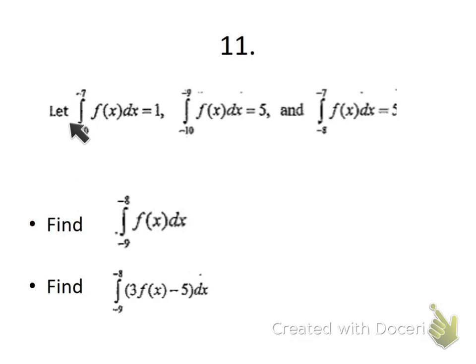From negative 10 to negative 7, the full area is 1. From negative 10 to negative 9, it's 5. Then we skip from negative 9 to negative 8. And from negative 8 to negative 7 is 5. Well, 5 plus what plus 5 gives me 1? 5 plus 5 is 10, so 10 plus what gives me 1? Negative 9.